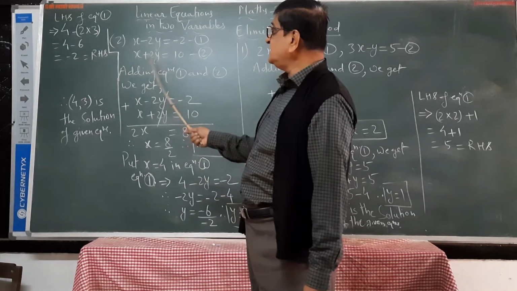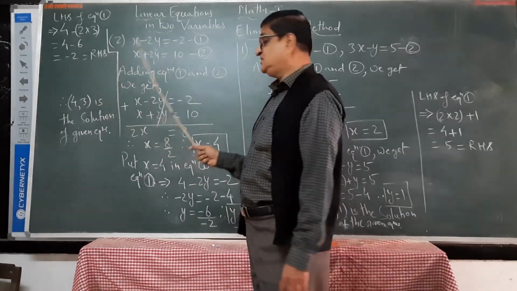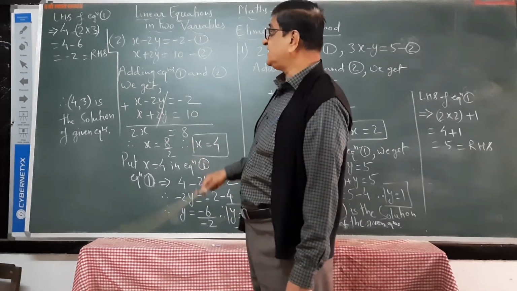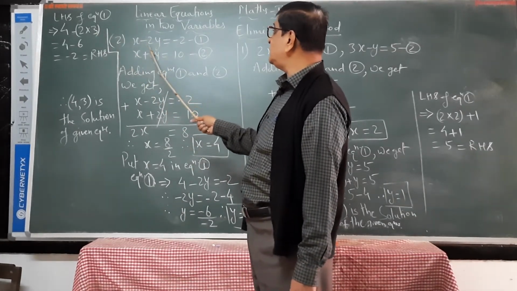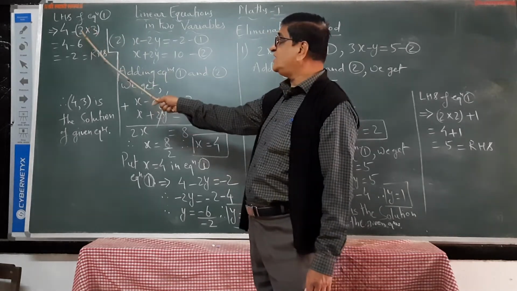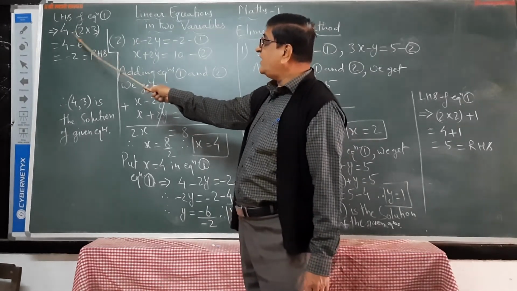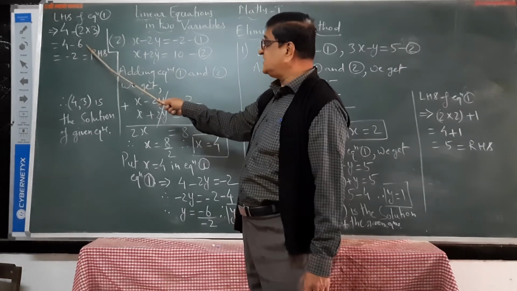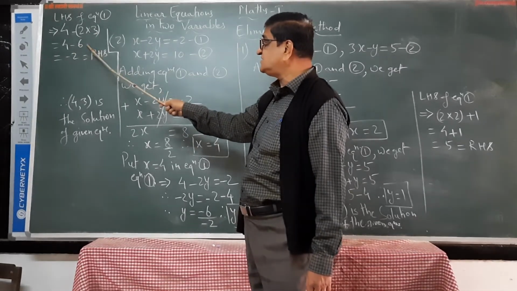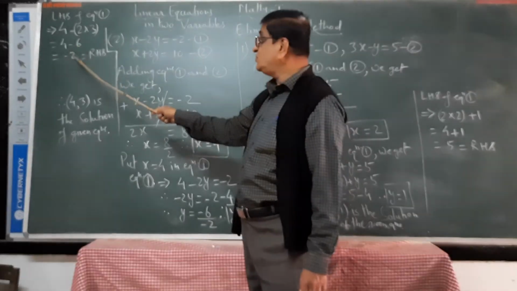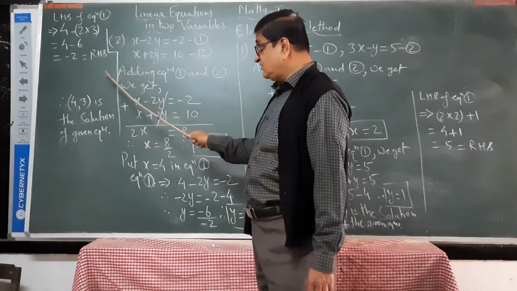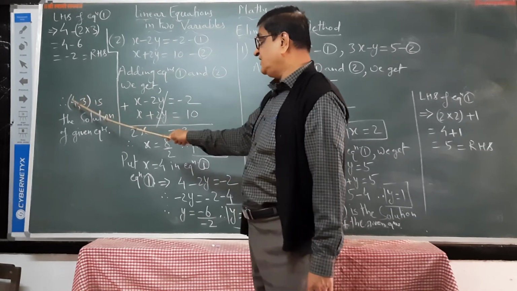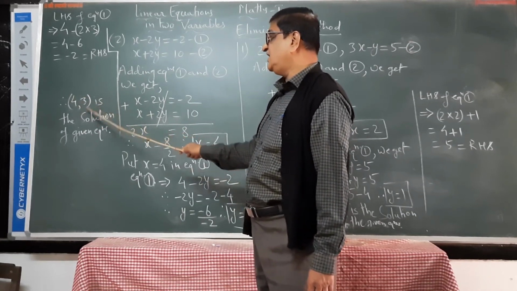Now again we will check whether the values of x and y are correct. We will put those values in the left hand side of equation 1. Here we get 4 minus 2 into 3, which is 6. So 4 minus 6 is minus 2. This is equal to the right hand side. So the values of x and y that we found are correct.